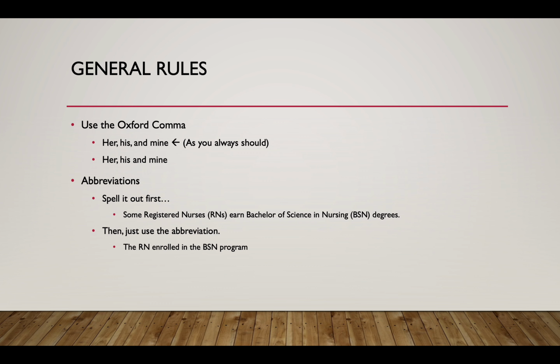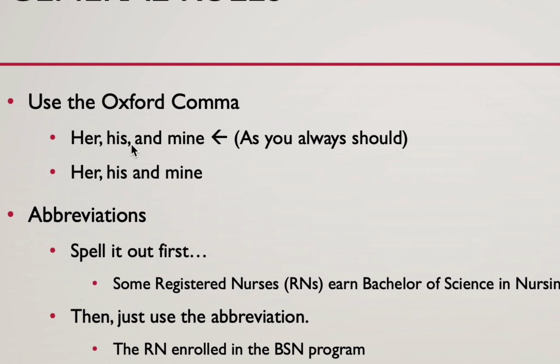In APA, we use the Oxford comma. So, you know how you can make lists of like 3 or more things in your text? And you could say his, her, and mine. You notice the Oxford comma is this comma, and it's including that comma before the word and.